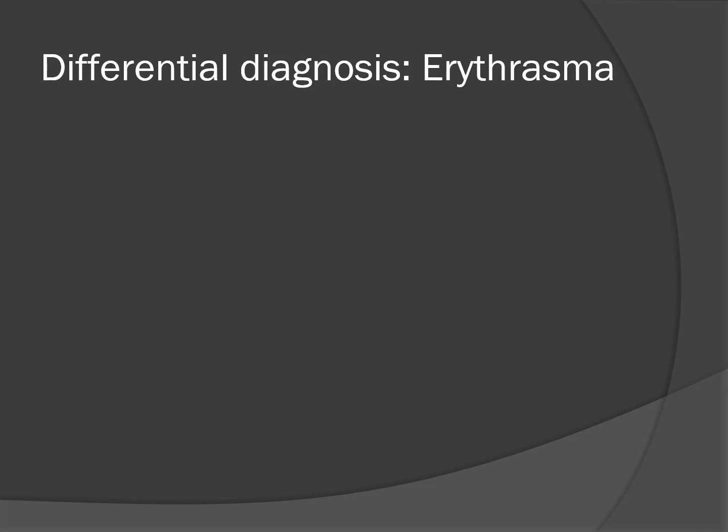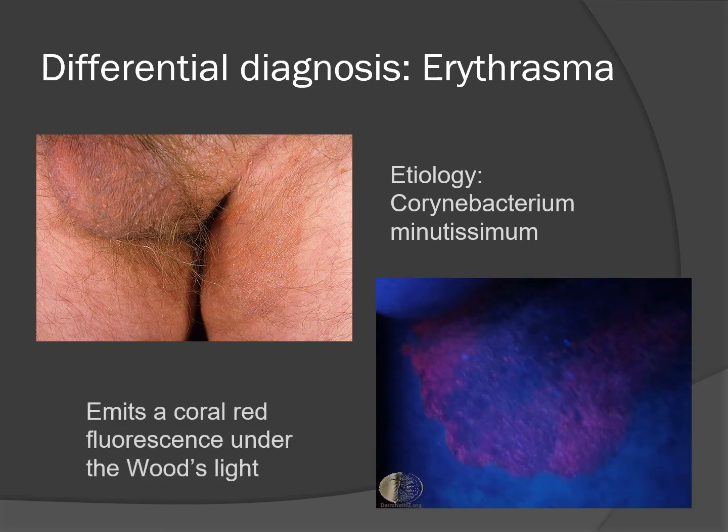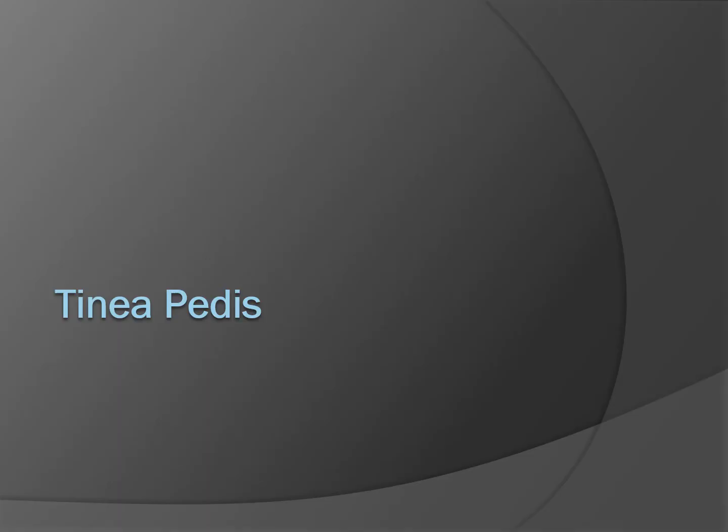Erythrasma is another differential diagnosis for Tinea cruris. It presents as a reddish to reddish-brown scaly patch, again in the groin area. However, this condition is caused by a bacteria called Corynebacterium minutissimum, and it can be differentiated from Tinea cruris because under the Wood's light, Corynebacterium minutissimum will emit a coral red fluorescence.